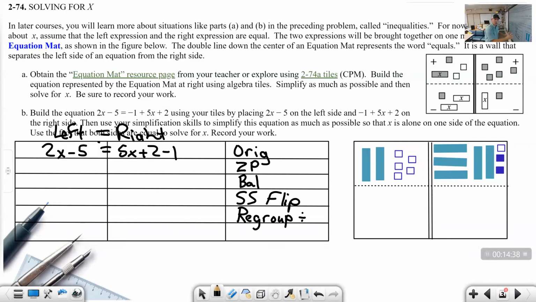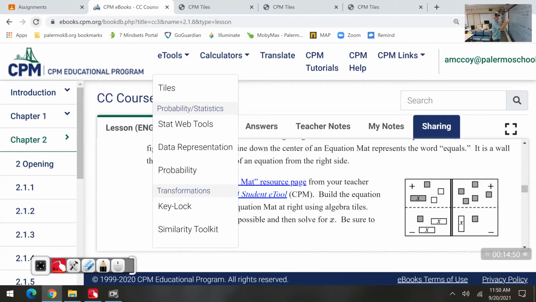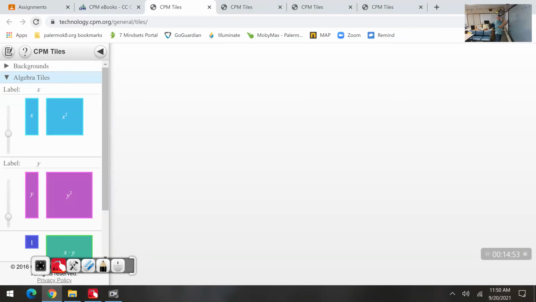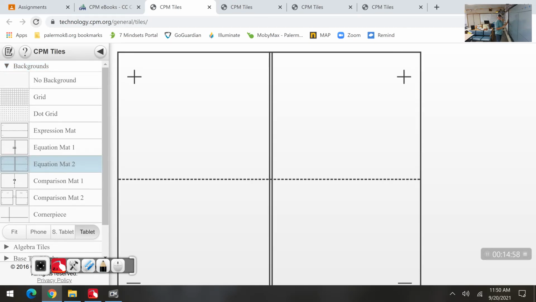So here's the order, and I want you to try to build those on your mat. You can use CPM, and you can use your E tool and tiles. Notice algebra tiles are here. The background that you want is the equation mat number 2. Okay? I know that this is hard to do. This is called the productive struggle. Right? Life is hard. Math is hard. And we just need to find that ability to be productive. We want to struggle through this. Practice using those moves so that you can be successful.